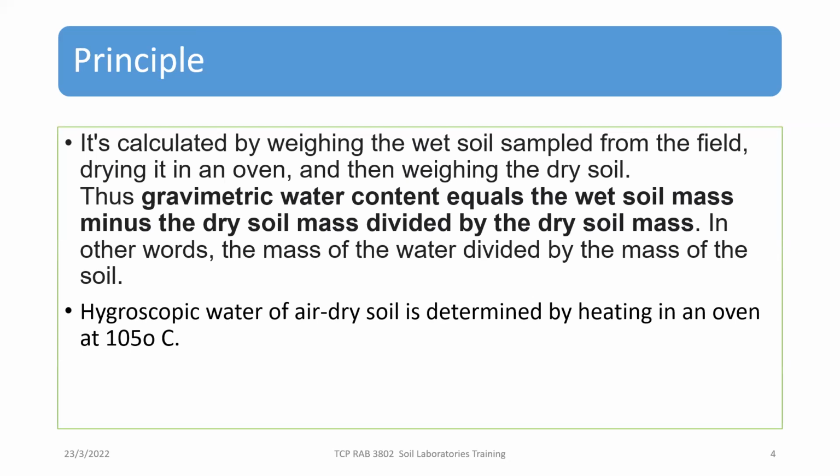Why do we use oven drying at a temperature of 105 degrees centigrade? Because the hygroscopic water cannot be removed unless it is subjected to this temperature. Normally the soil system consists basically of 3 phases: the solid phase, the water phase, and the gaseous phase.